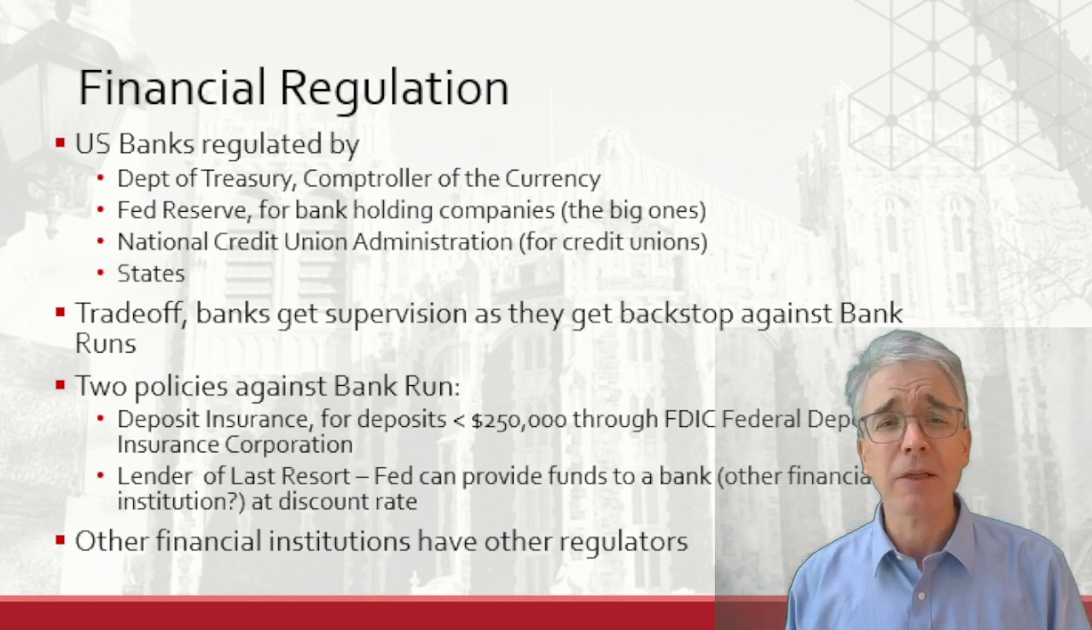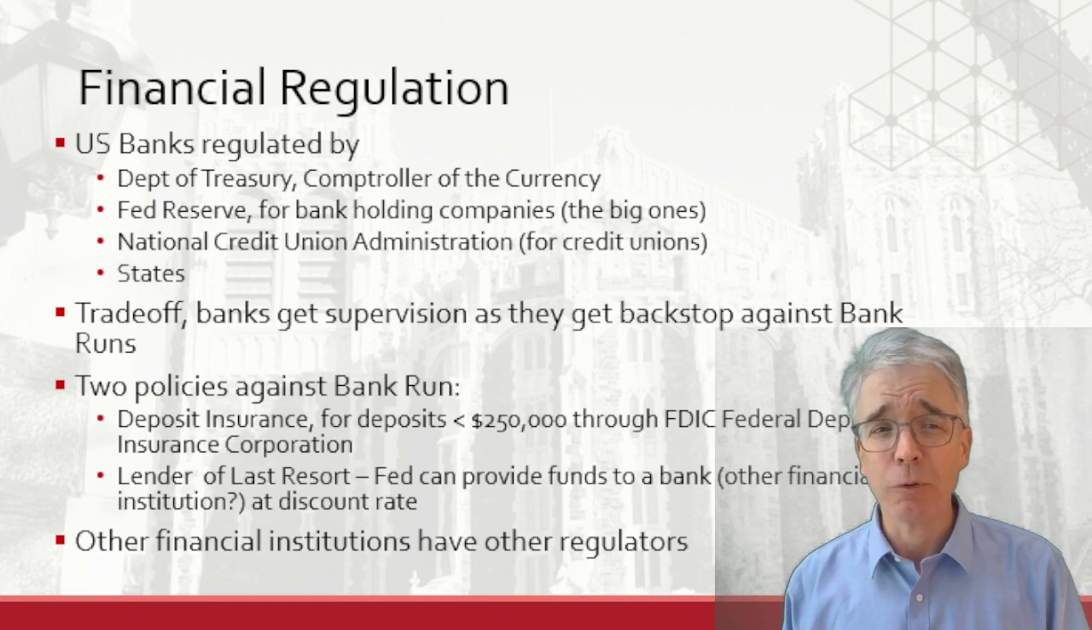The 2 main policies to prevent bank runs are deposit insurance: if your deposits in the bank are under $250,000, then you're fully insured through the FDIC, the Federal Deposit Insurance Corporation. The other main policy against bank runs is that the Fed is the lender of last resort. The Fed can give money to the bank if the bank needs it. That's why after the 2008 financial crisis, some financial institutions bought a bank, because they wanted to make sure they'd be eligible for a bailout if things got tight.